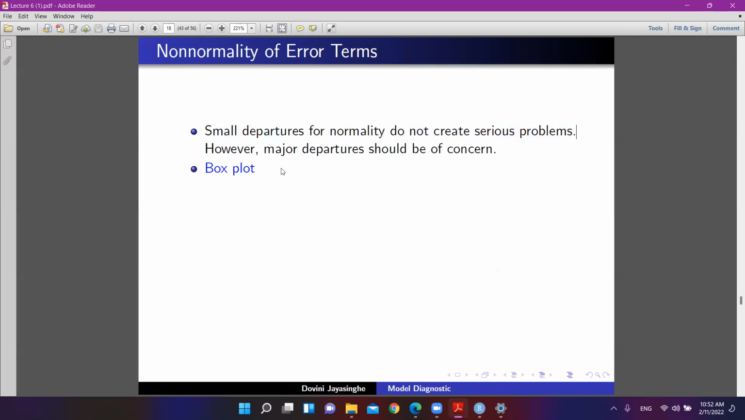Box plot. The idea about the symmetry of the residuals and possible outliers can be examined.